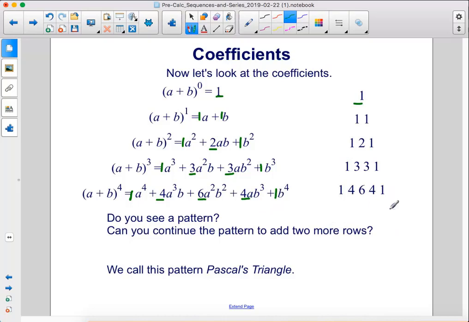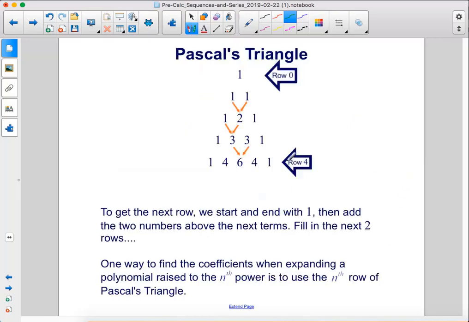Do you see a pattern? Can you continue the pattern to add 2 more rows? We call this pattern Pascal's triangle. To get the next row, we start and end with 1. Then add the 2 numbers above the next terms. Fill in the next 2 rows.